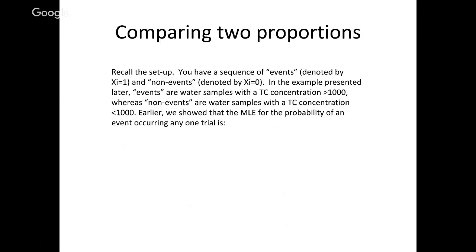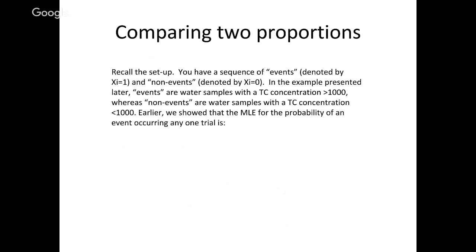So let me elaborate. For the project at Huntington Beach, every time you collect a sample and you measure the total coliform concentration in that sample, you could call an event a situation where that TC concentration is greater than some threshold, say 1,000. So every time a sample has a TC concentration greater than 1,000, you say, ooh, that's an event, because it might constitute a violation of a water quality criteria. Or the sample may have a concentration less than 1,000, which would constitute a non-event.